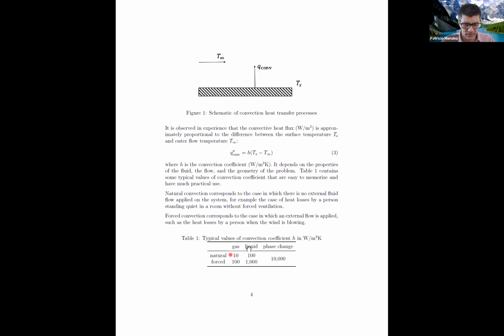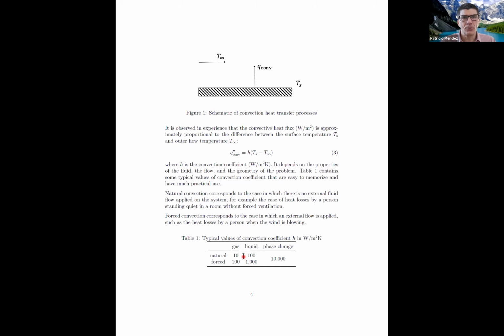Interestingly enough, if we talk about liquids, we have factors of one order of magnitude change too. This is very ballpark. But if you were to do the same experiment I mentioned in water, and you put your hand at 37 degrees in still water at 20 degrees, you're going to have natural convection, and it's going to be of the order of 100 watts per meter square Kelvin. Just because it's a liquid, it is 10 times stronger.